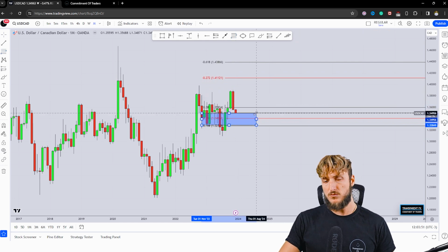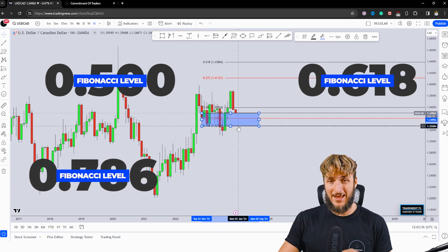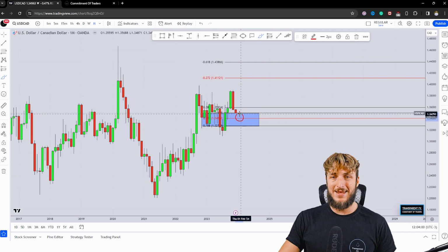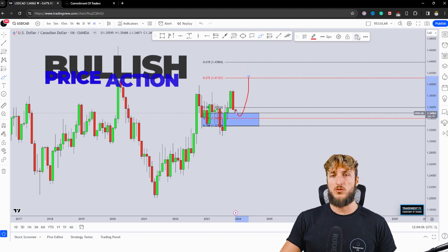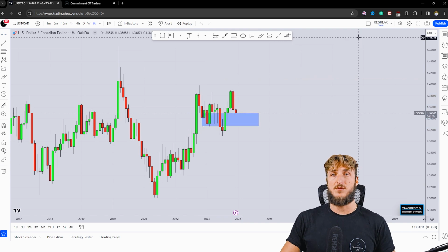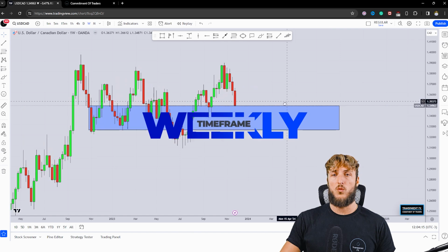And if we do that, we can see how we have the 50%, 0.618 and 0.786 Fibonacci retracements all lining up exactly inside of this area, which we could in fact expect this market to test and then to reject to the upside. So at the moment, also here on the monthly time frame, everything seems very bullish. Now, dropping down on the weekly time frame, what do we see?